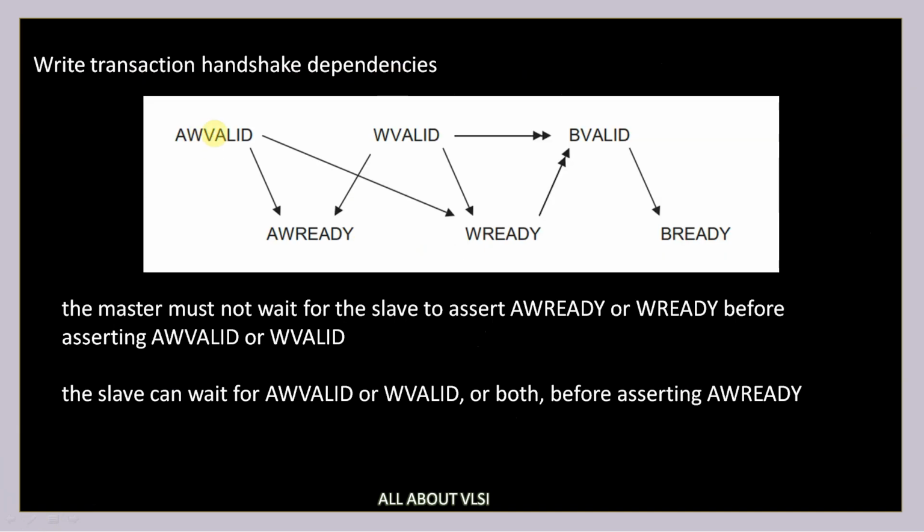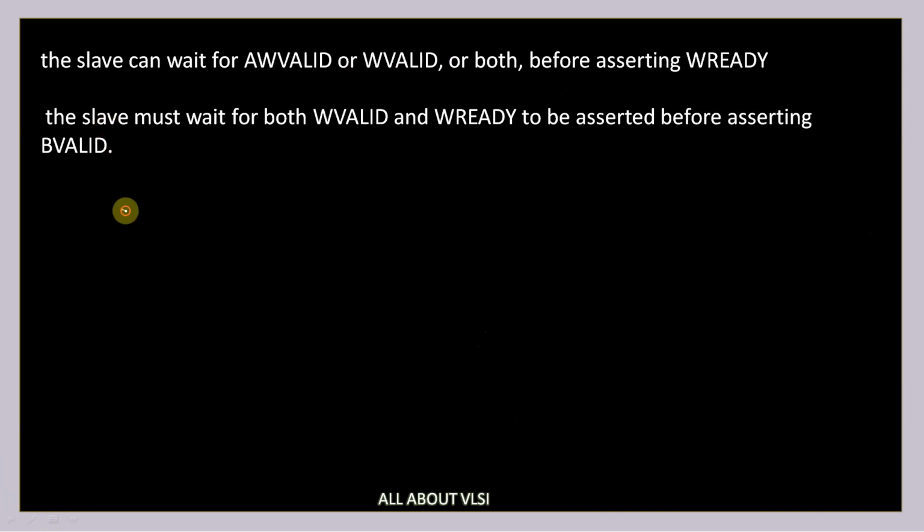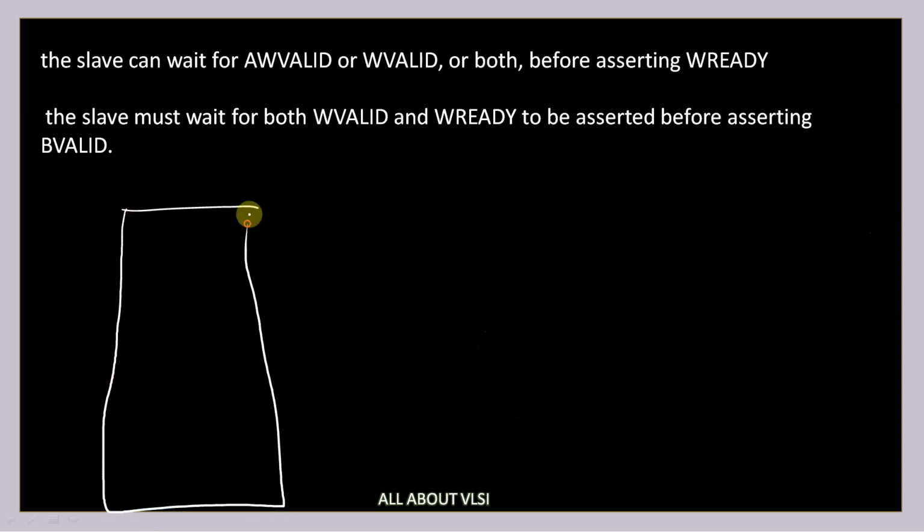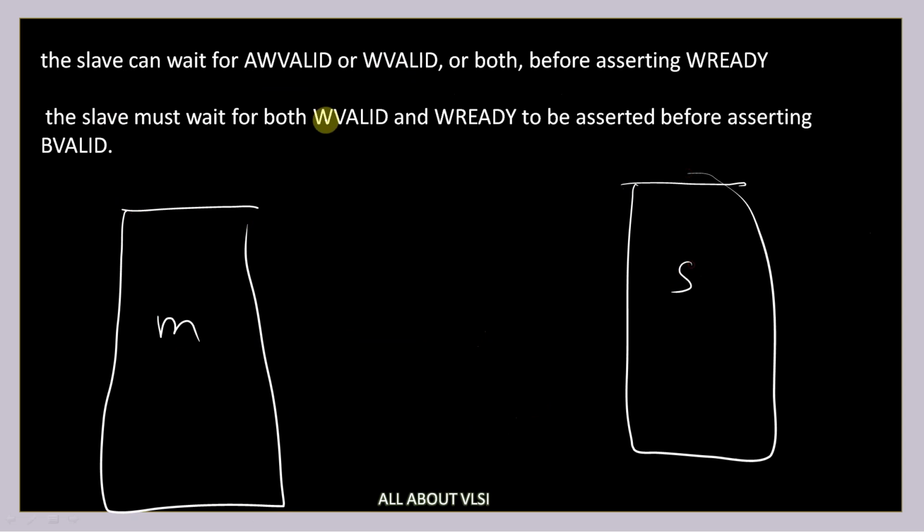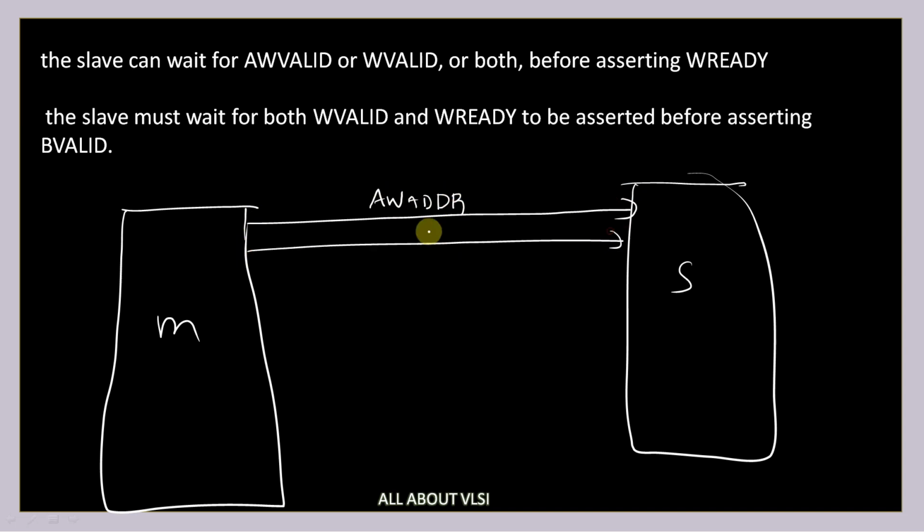Now coming to write transaction handshake, let's say we have our master and a slave and we need to perform a write operation. Okay, now if we want to perform a write operation, what the master is going to do is provide the address information using the AW address, and it is also going to provide the AW valid information, and we are also going to get the AW ready information, AW ready.